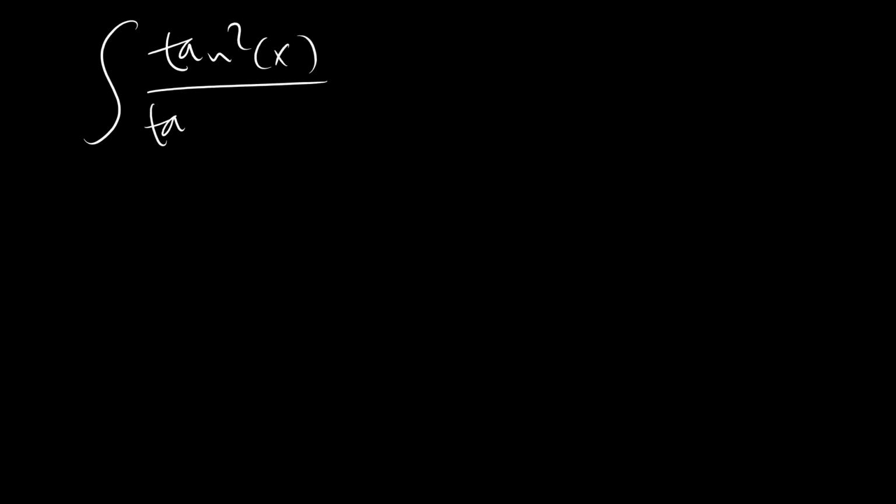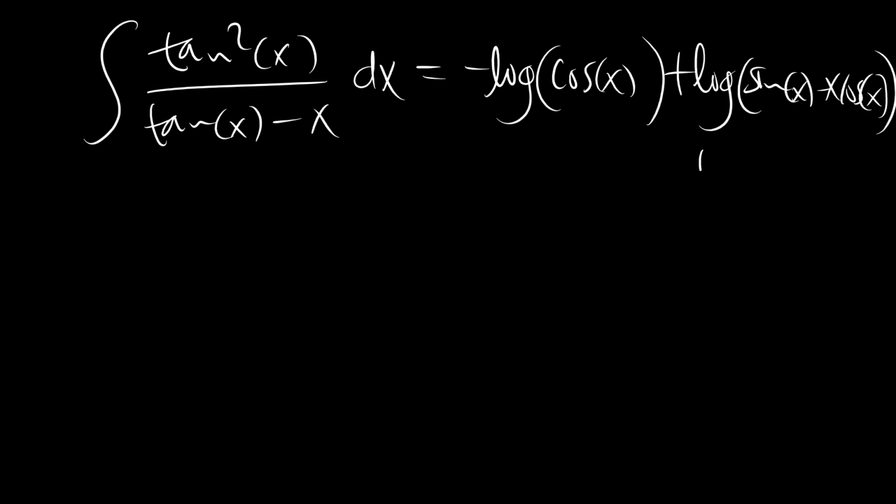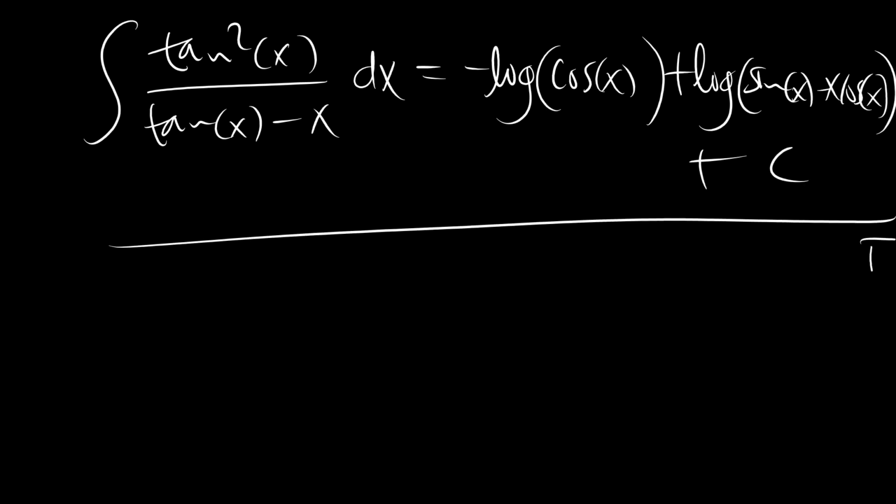So what we see here is the integral of the tangent squared of x over tangent of x minus x is equal to negative natural logarithm of cosine of x plus the logarithm of sine of x minus x cosine of x plus the integration constant c. And that is our answer. Okay, so on to problem number 14.